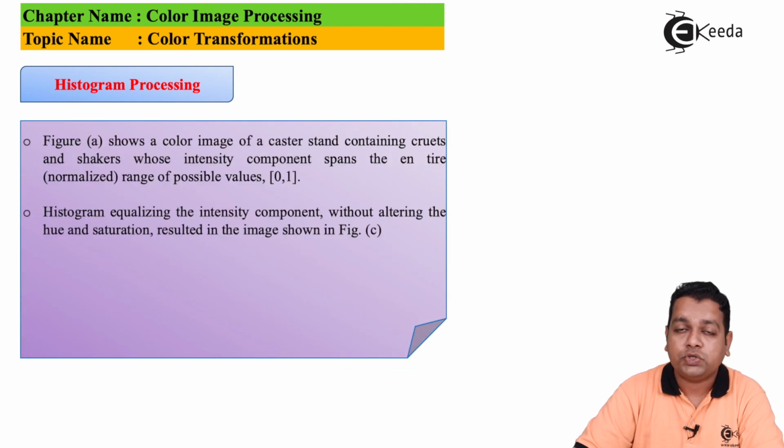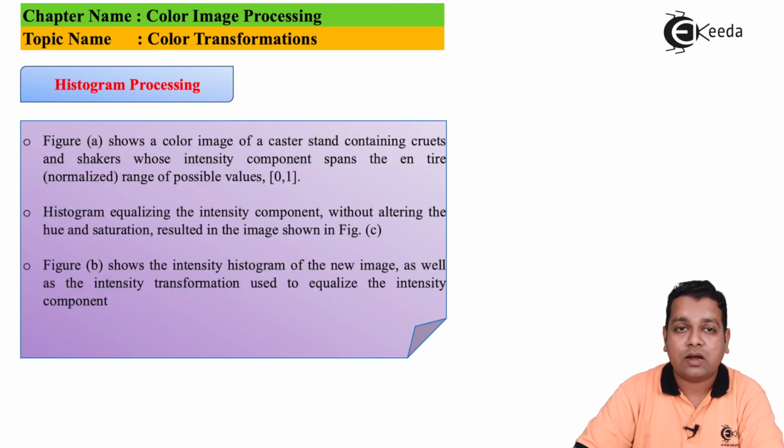Part A shows a color image of a caster stand containing cruets and shakers whose intensity components span the entire normalized range of possible values between 0 and 1. In part C of the same figure, we see a histogram equalization of the intensity component without altering the hue and saturation components, resulting in the image we see here. And figure B, the middle portion, shows the intensity histogram of the new image as well as the intensity transformation used to equalize the intensity component.